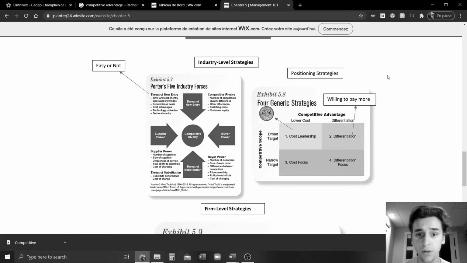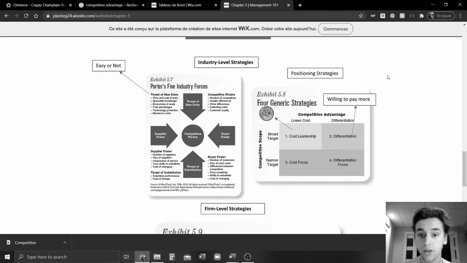As to the industry level strategies, there's Porter's 5 industry forces. I won't go in depth either, but the competitive rivalry is made of the threat of new entry in the industry level, supplier power, how the supplier has power over you or over the companies, the threat of substitution, and then buyer power. The 4 generic strategies when it comes to positioning strategies.